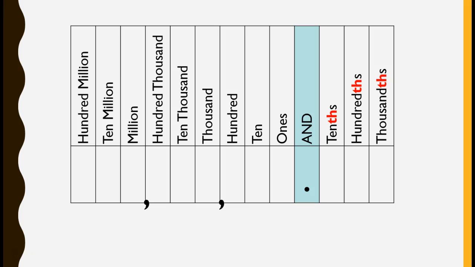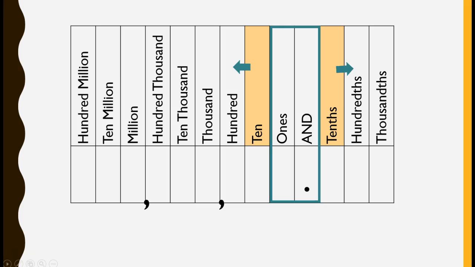So let's look at the pattern here. We have our ones and the decimal kind of in the middle. And then on both sides are the tens and tenths. If you go over one more spot, you have the hundreds and the hundredths. Then if you go over one more spot, you have the thousands and the thousandths. So it's kind of like a mirror image. Those are the place values that I really want you to know.